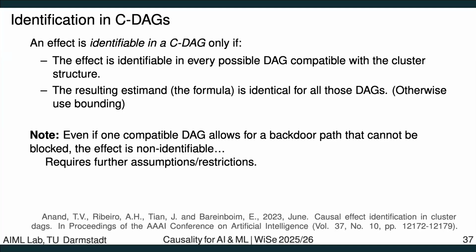An immediate result is that if one of these graphs has a structure where we cannot identify the causal effect, then we can't say anything, because we just don't know if the true underlying causal structure might be exactly this one graph that we can't identify. So anything can happen there.